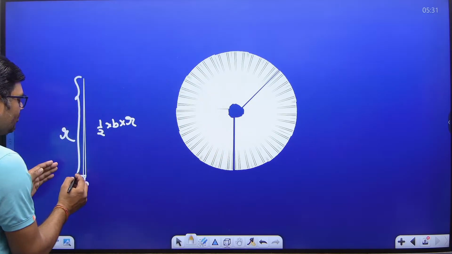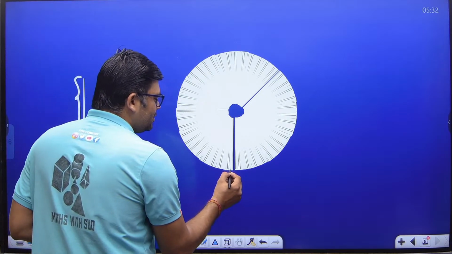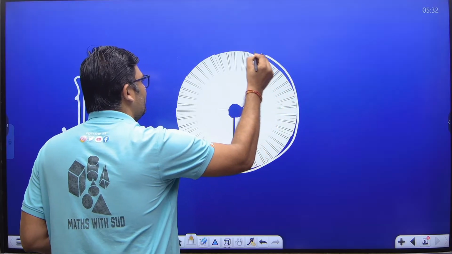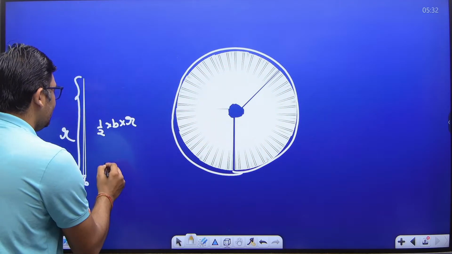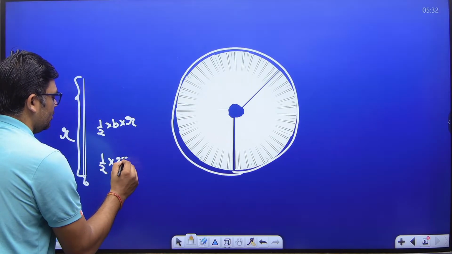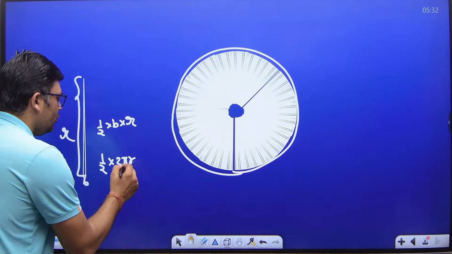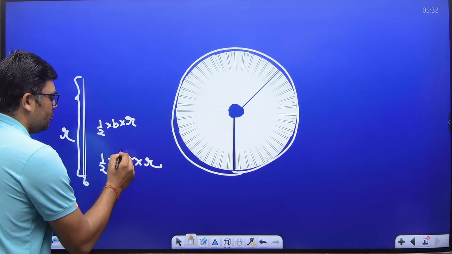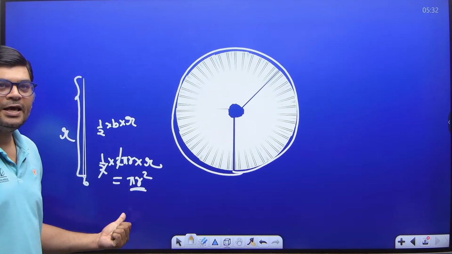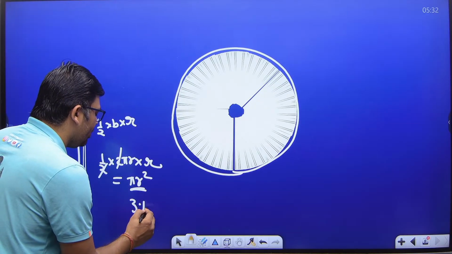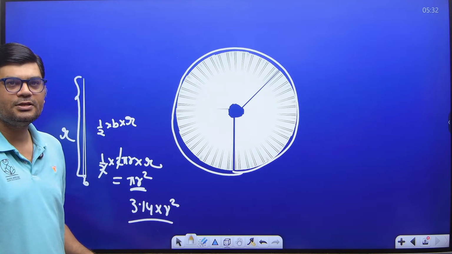If I keep one more triangle next to this, another base, that means I have to calculate this whole perimeter. And this whole perimeter is how much? What is the perimeter, the circumference of a circle? It is 2 pi r. So half into 2 pi r into r. So the 2 and 2 will get cancelled out. So the formula is pi r square. And pi is the value which you said, 3.14. Alright? Are you getting this?